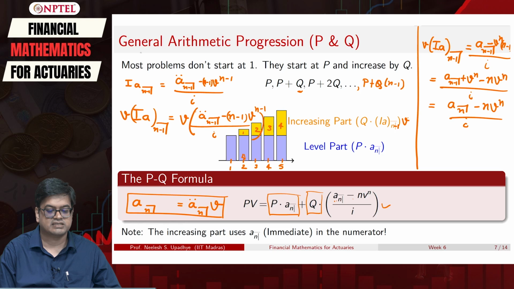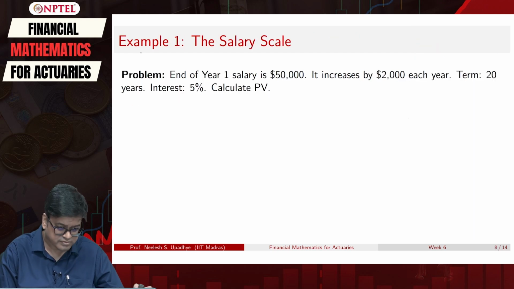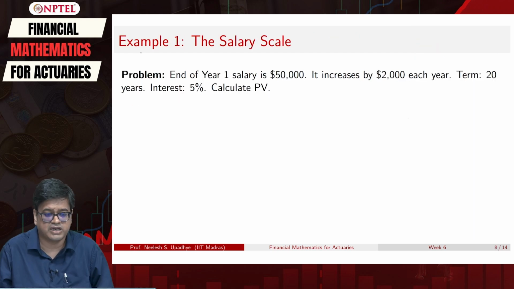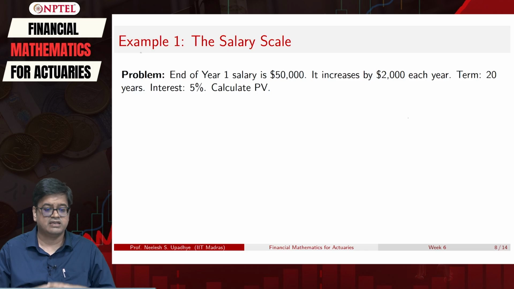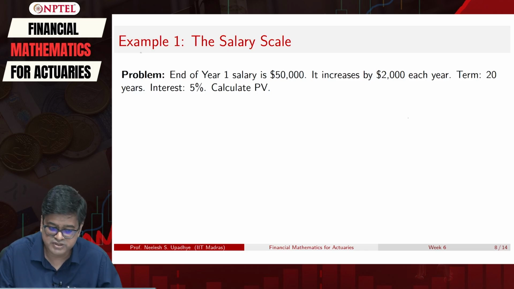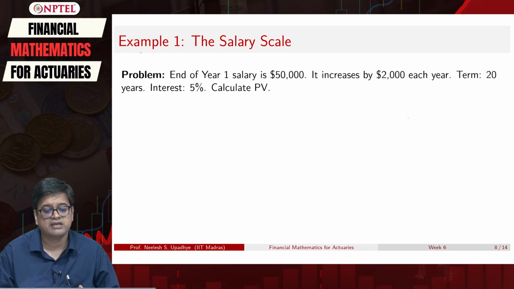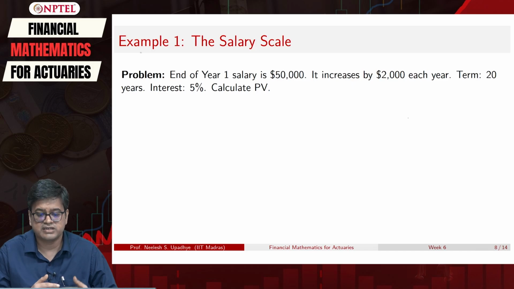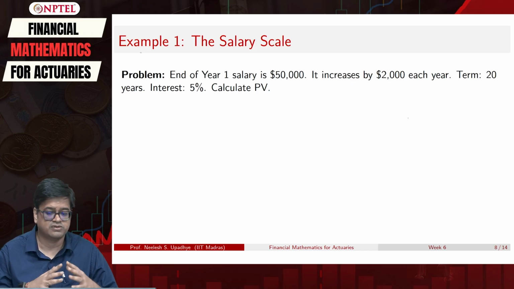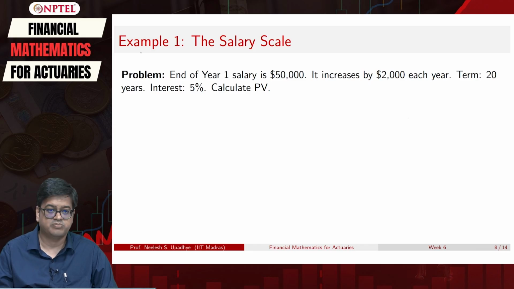So, let us take one example and try to use whatever knowledge we have. So, I have a salary of 50,000, which is the year 1 end salary. Then after that, every year salary increases by 2,000. The salary term is 20 years and the interest rate is 5%. You are asked to calculate the present value.